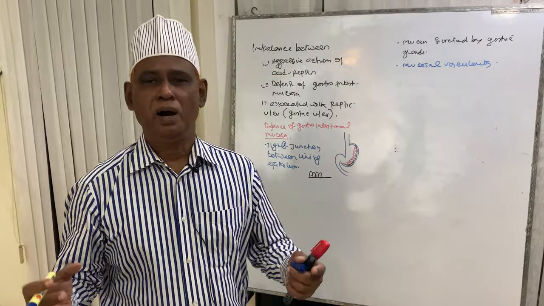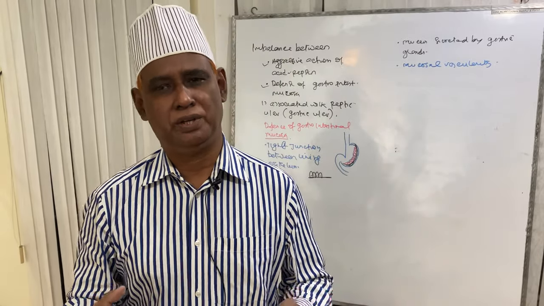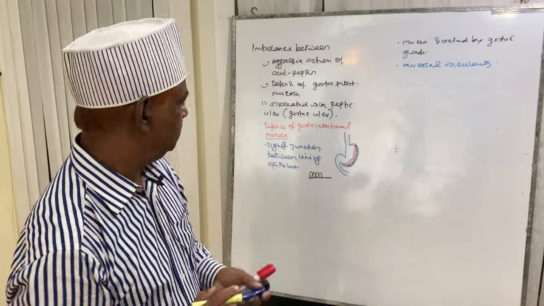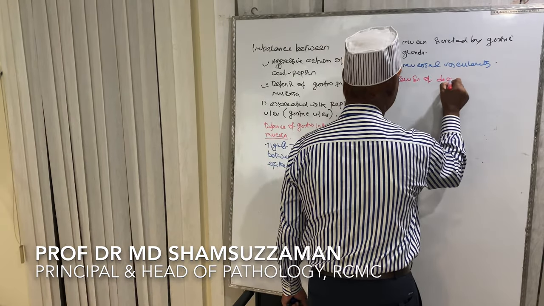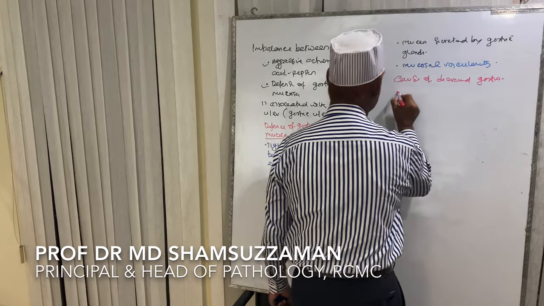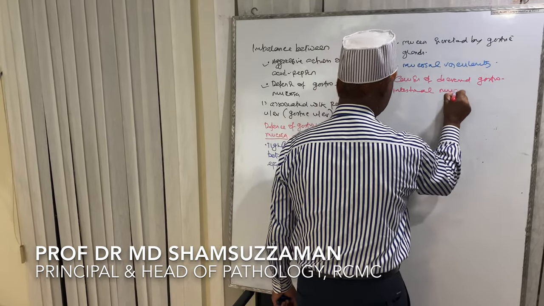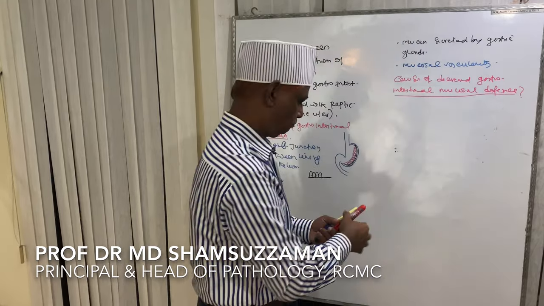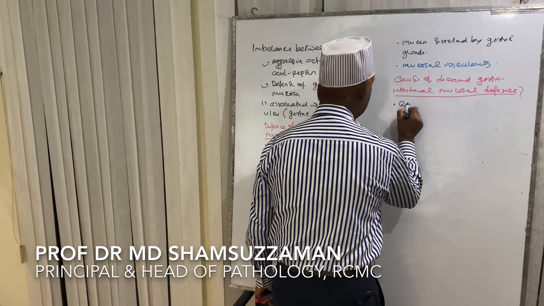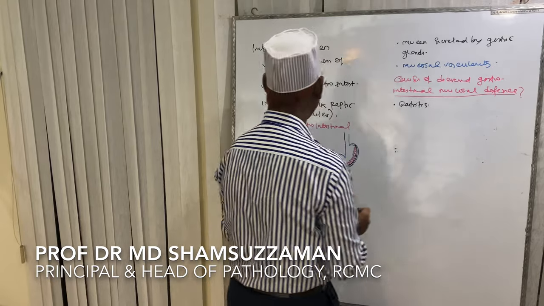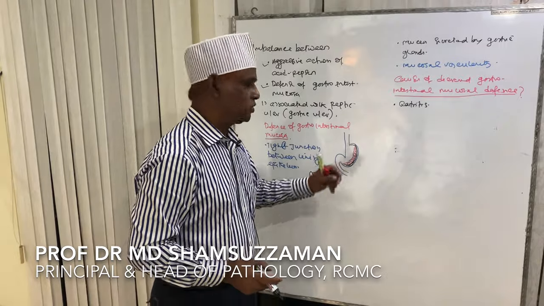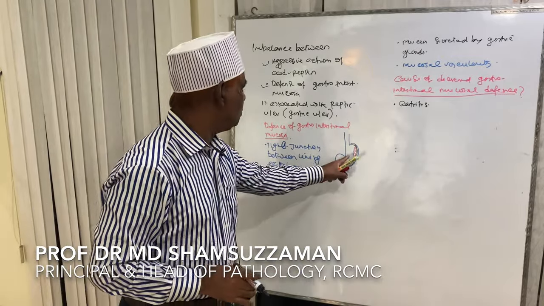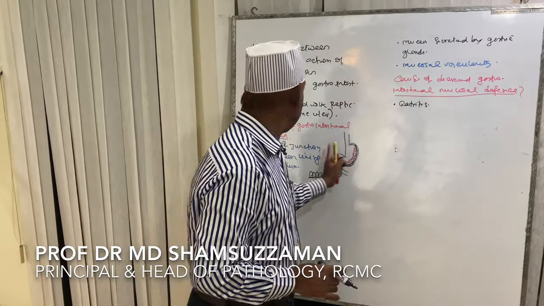Dear audience, now come to how this defense of gastrointestinal mucosa is decreased. I mean, what are the causes of decreased gastrointestinal mucosal defense? How is the defense decreased? What are the causes? One is gastritis. Dear audience, we are talking about gastric ulcer. Inflammation of the gastric mucosa is known as gastritis. If anybody suffers from gastritis due to inflammation in the gastric mucosa, there will be decreased mucosal defense.